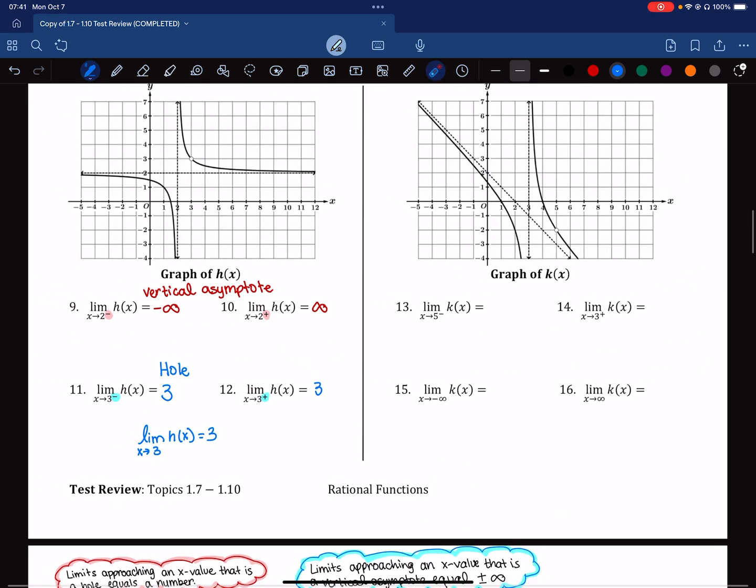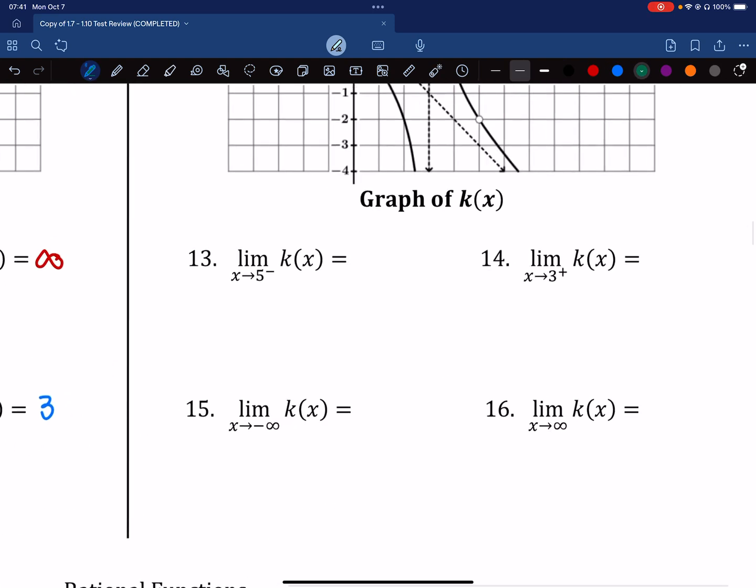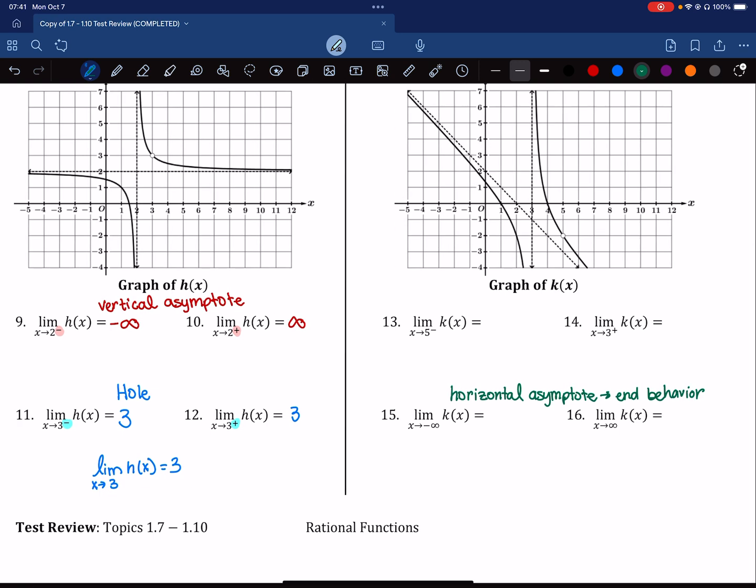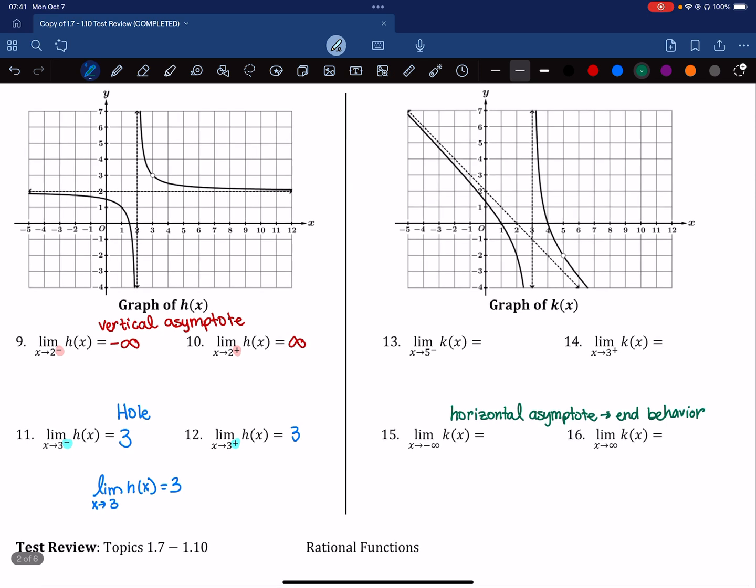Okay. Now, on the next part, I just want to look at these last two questions. Okay, so notice now x is approaching negative or positive infinity. So I need you to know that these are going to talk about the horizontal asymptote, which in turn talks about the end behavior. So if we look at this graph, notice there's not a horizontal asymptote on the graph of k of x. So that's where you have to pay attention. What is the graph doing as you go towards the left, and what is the graph doing as you go towards the right?